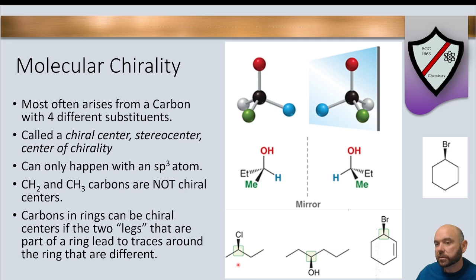That's 4 different groups bonded to that carbon. The others are not chiral because this is a CH2, this is a CH3, and this is a CH3. So that's the only chiral carbon in that molecule. In this molecule, we have a CH3, a CH2, a carbon with an alcohol group, an ethyl group, a propyl group, and a hydrogen. So this is our chiral carbon in this molecule.